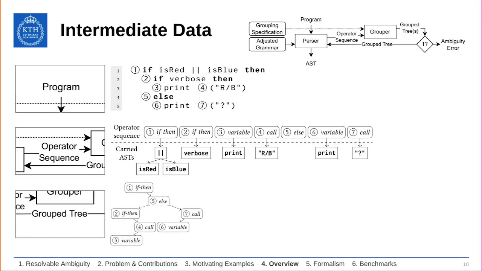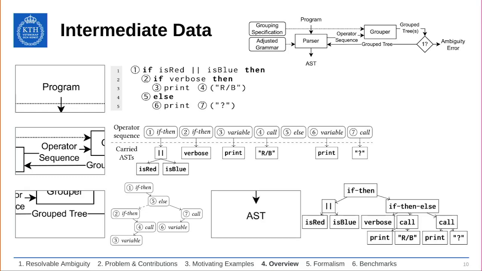Next, the grouper takes the sequence and arranges it into a tree, according to an internal specification that we're going to talk about slightly later. Importantly, though, the if-then-else is still split here. So we still have splittable productions in split form. Next, we return it back to the parser, which then produces an AST. Most importantly, it merges if-then-else. But in practice, it's also going to do some more things, more details in the paper.